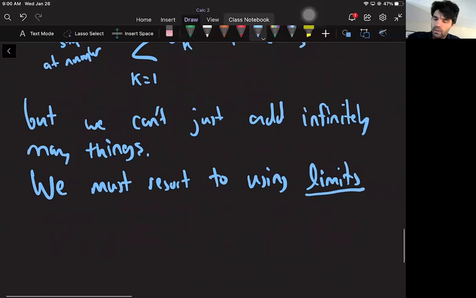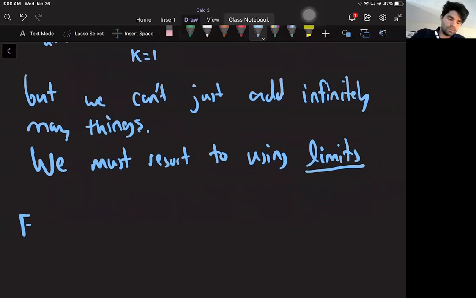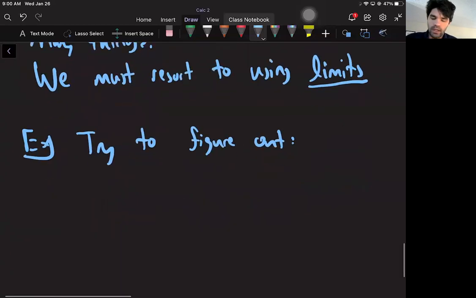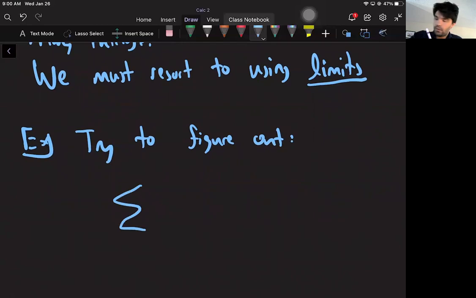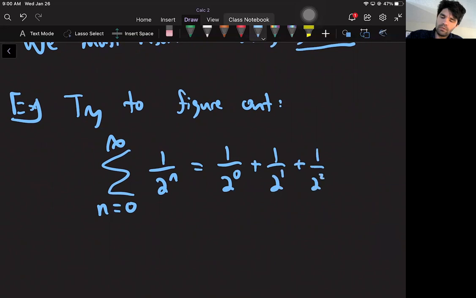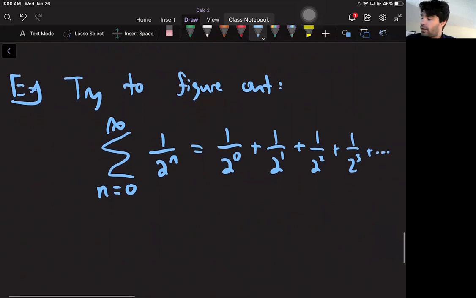And so let's think about that. Okay, so let's try to figure out what the heck this would be. So I'm going to start counting at 0, and I'm going to go to infinity, and I'm going to add up the terms of the sequence 1 over 2 to the n. So just notationally, this is supposed to look like this: 1 over 2 to the 0 plus 1 over 2 to the 1 plus 1 over 2 squared plus 1 over 2 cubed plus so on forever. That's what it's supposed to look like.